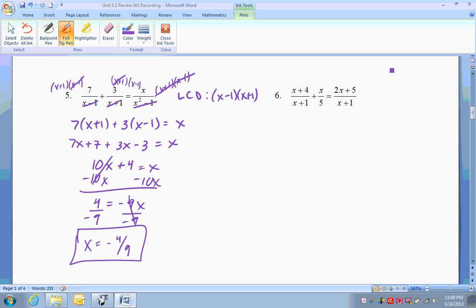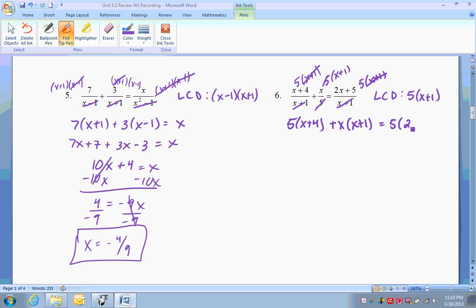Number 6, our least common denominator. When we look across the bottom, we have 5 times x plus 1 as our least common denominator. So I'm going to multiply everything by 5 times x plus 1. I cross out what cancels, and it should clear out my denominators, and I'm left with 5 times x plus 4 plus x times x plus 1 equals 5 times 2x plus 5.